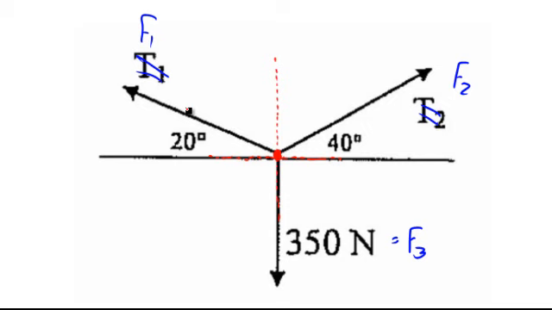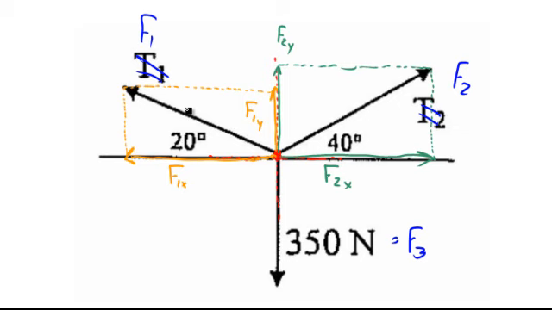I need to write expressions for F1X and F1Y in terms of F1 and the 20 degree angle. And similarly, I need to write expressions for F2X and F2Y in terms of F2 and the 40 degree angle. Let's begin by sketching what those triangles and rectangles look like. So there's what the components of F1 and F2 look like. And my goal is to get rid of this F1 vector that's at a diagonal and to replace it with F1X and F1Y, two vectors that do the same job as that single vector. And likewise, I want to get rid of the F2 diagonal vector and replace it with the F2x vector and the F2y vector.